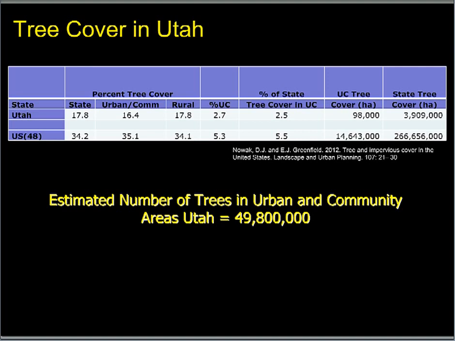But the distribution does differ across the states. You can see in Utah, urban areas are about 16.4% tree cover. So trees are a significant component in urban areas in the United States. And nationwide, of the total state tree cover, about 5.5% comes from urban areas, but in Utah it's 2.5%.